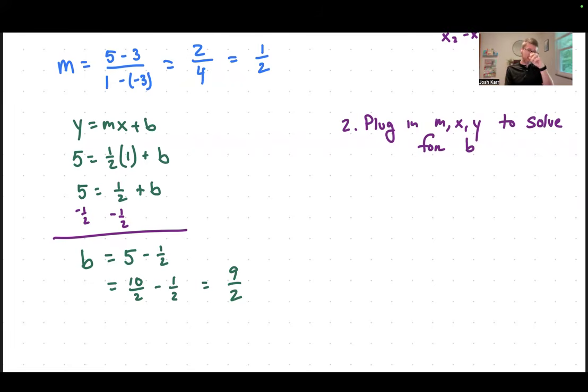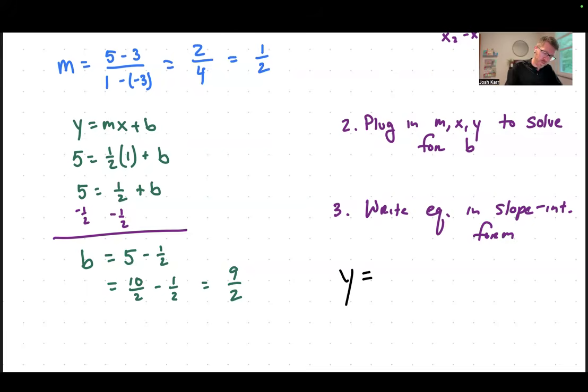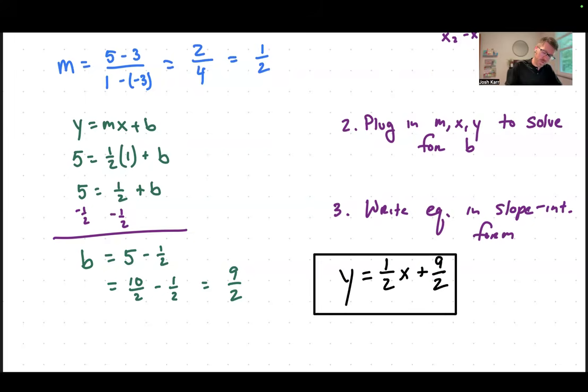So write step 3, write your final equation in slope-intercept form. So for us, we're writing y equals mx plus b with the m and the b filled in. Our m was 1/2, and our b is 9/2. That is a successful equation.